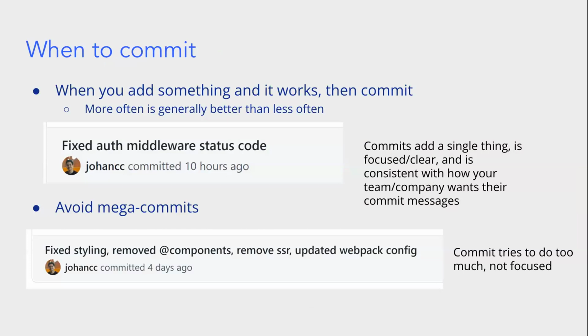You want to avoid mega commits that try to do way too much, such as the commit down here that's fixing styling, removing a bunch of things and updating things, because then your commit loses a bunch of clarity. And it's a lot easier to introduce bugs this way in your commit. So a teammate who reviews your commit will have a less focused view on what this commit is supposed to do, so they might not catch certain bugs or errors that you may have introduced into the code base.